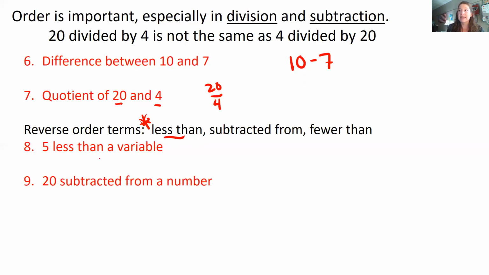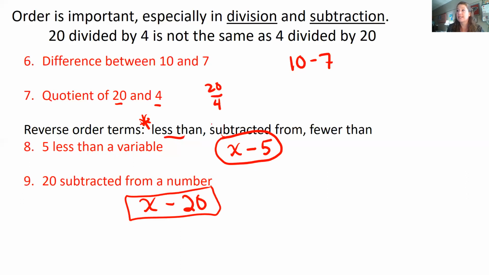So 5 less than something. 5 less than what? A variable. Well, you start with your variable and you subtract 5 from it. So this is the correct order for the phrase less than. 5 less than a variable. You have to start with a variable and take 5 away. All right, another term is subtracted from. 20 subtracted from, 20 taken from a number. Once again, you start with your variable and you subtract 20 from it. So you're going to have to pay attention to these 3 phrases, okay?